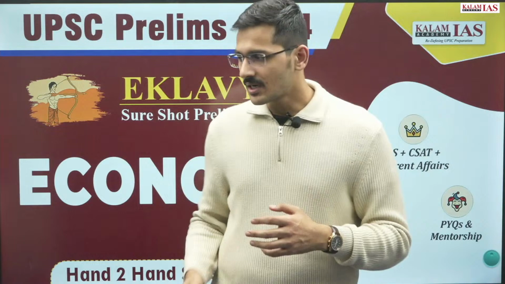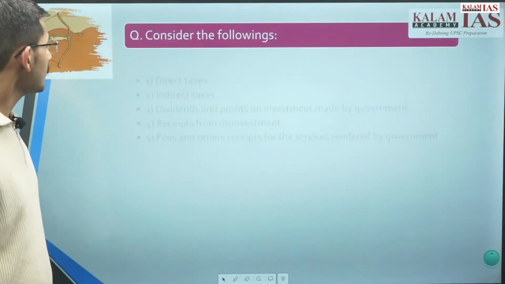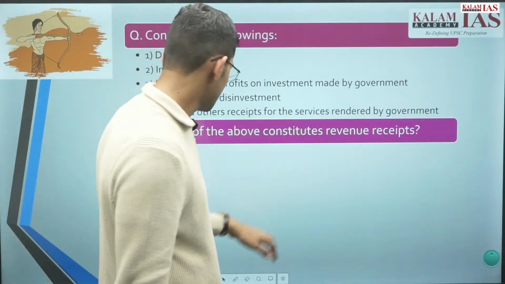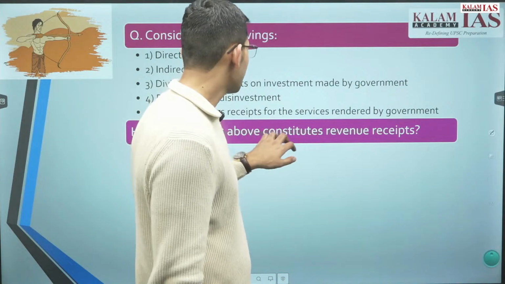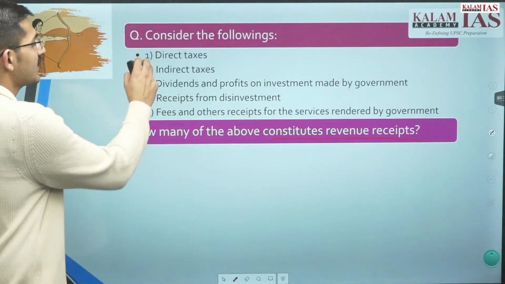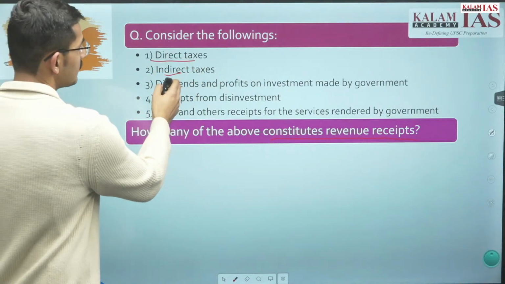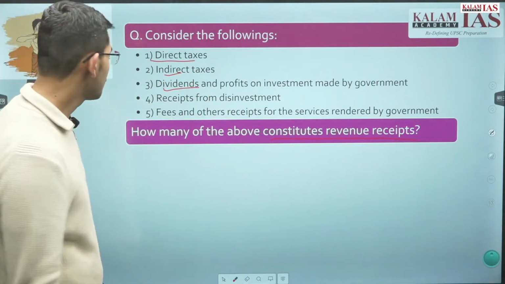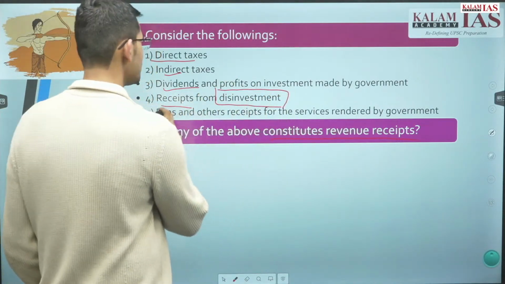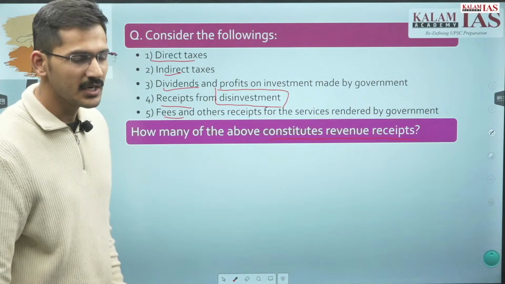So starting today, the first question is: how many of the above constitute revenue receipts? There are direct taxes, indirect taxes, dividends and profits on investment made by the government, receipts from disinvestment, and fees and other receipts for the services rendered by the government.